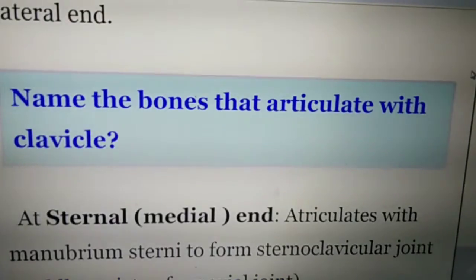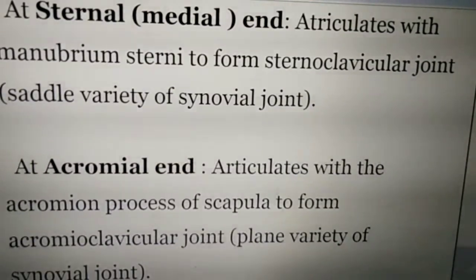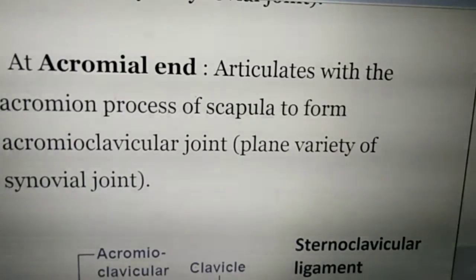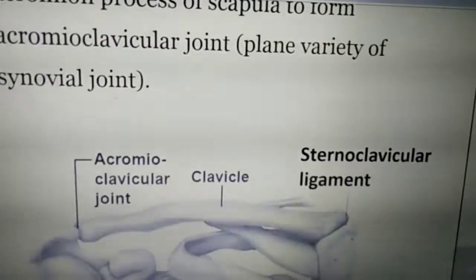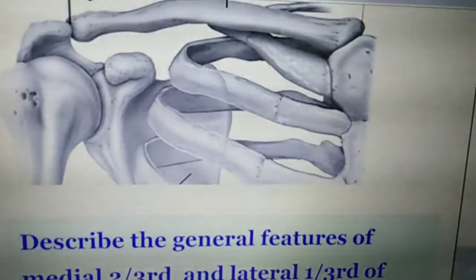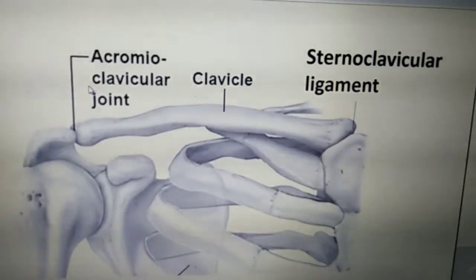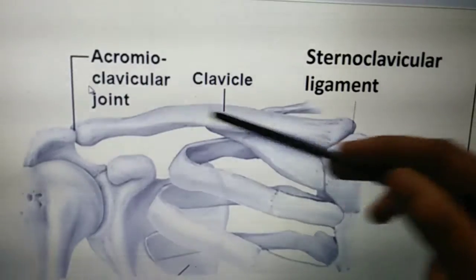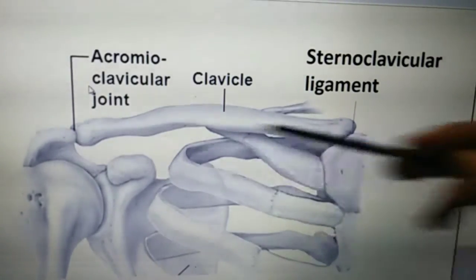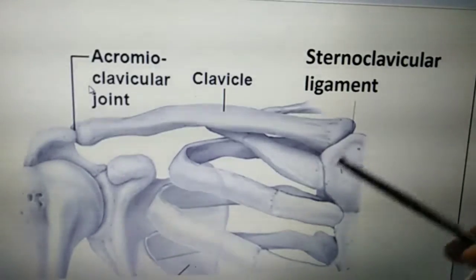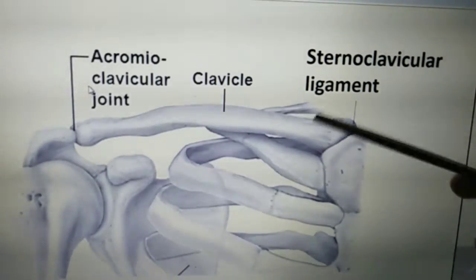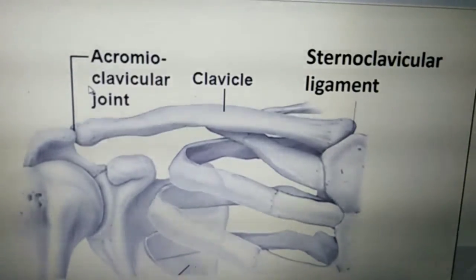We will see what are the bones that articulate with the clavicle. That is the sternal end, that articulates with the sternum, and it is a variety of synovial joint. The acromion end articulates with the acromion process of scapula to form the acromioclavicular joint. Okay, so this is the pictorial representation of that. So this is the acromioclavicular joint here, and this is the clavicle bone. It is placed like this in the upper limb, and this is the sternoclavicular ligament that is providing stability for the clavicle as well as for the sternum.